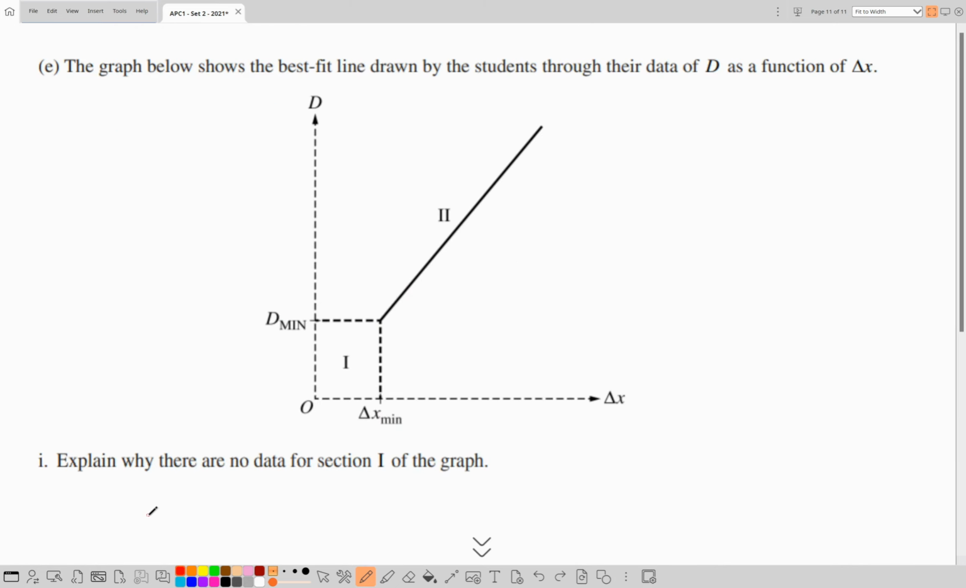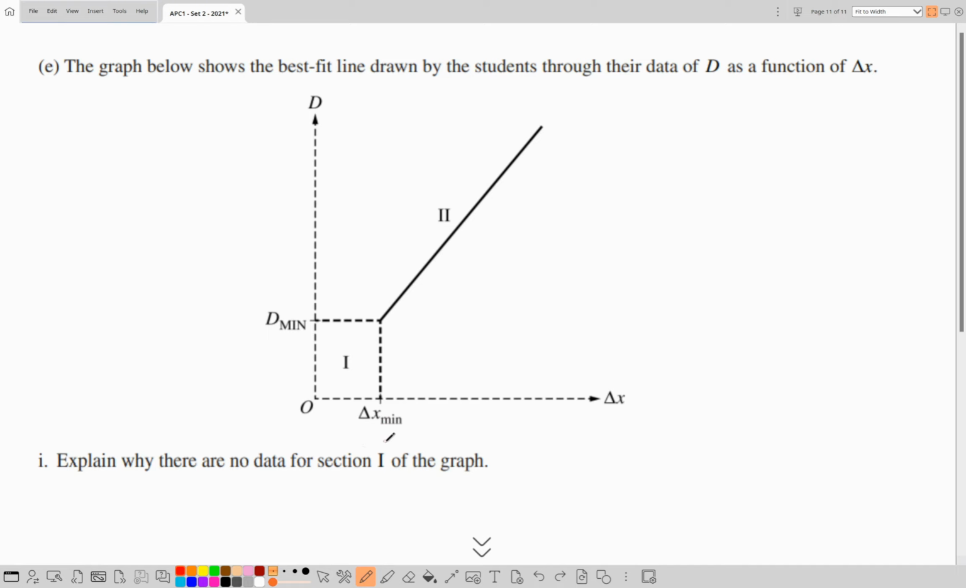And now in part E, the graph below shows the best fit line drawn by the students through their data of d as a function of delta x. Alright. Explain why there are no data for section 1 of the graph.